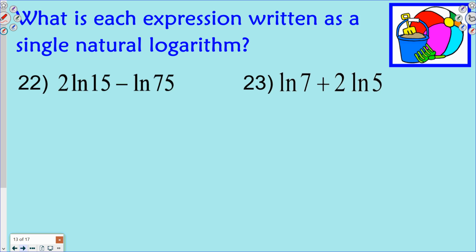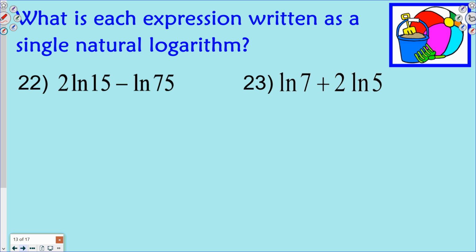All right. So what is each expression written as a single natural logarithm? Those properties we worked on yesterday for logs also work on natural logs. Because what is natural log actually? It's log base e. So it really is a log, and it's going to use the same properties. We can just write ln though, just lazy mathematicians. We created a new button just because it gets used so much in the math world.